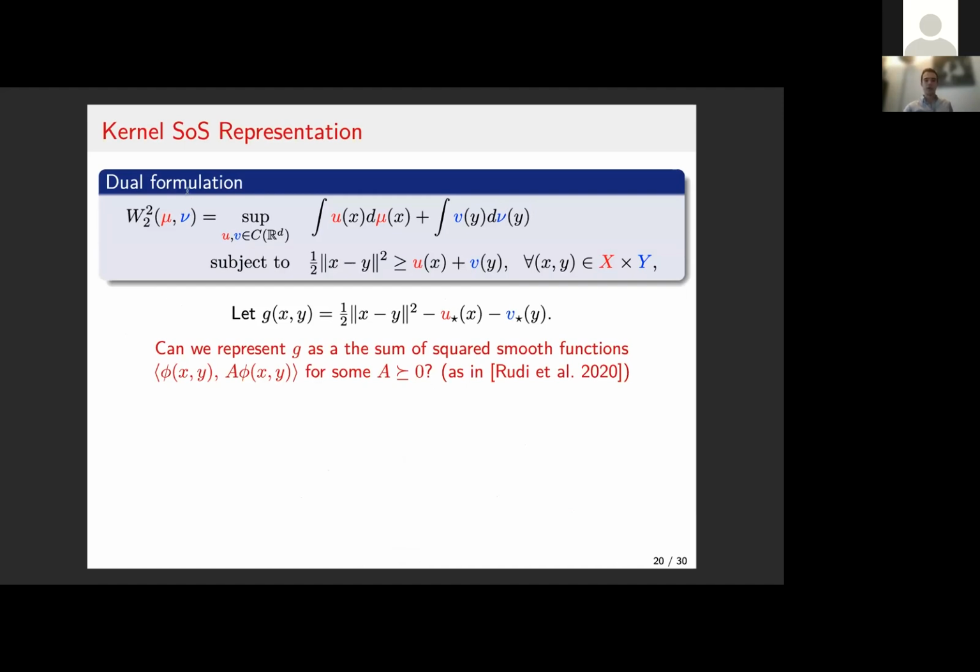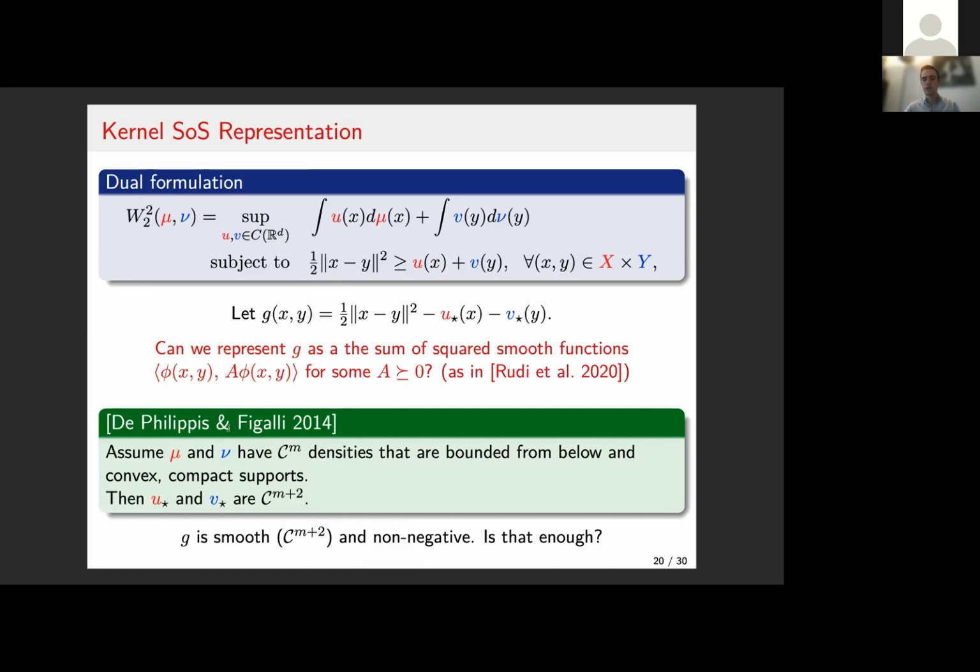We're trying to alleviate the curse of dimensionality in optimal transport from its dual formulation, and we know that the functions u and v are going to be smooth. And we would like to represent the constraint function, which is non-negative by assumption, as a sum of squared smooth functions in the Sobolev space, for instance, for some positive A. So we know that they're smooth. This is another viewpoint on the De Philippis and Figalli theorem that says that if mu and nu have C^m densities, then the optimal potential is C^{m+2}. Previously, we saw the same result with the transportation map. So we know that G is going to be C^{m+2} and non-negative.